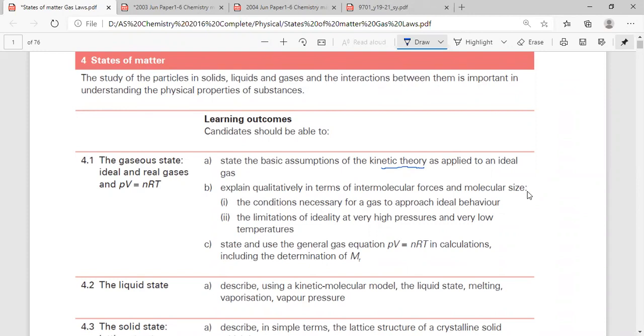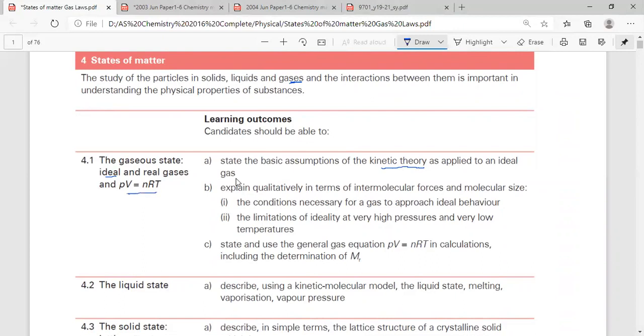All right? So the study here is states of matter, the study of particles in solids, liquids, and gases. Basically, all some gases today. Interactions between them are important for the understanding of physical properties and so forth. Candidates should be able to describe the gaseous state, ideal and real gas. Basically, talk about the ideal one first, and pV = nRT, the equation for calculation.